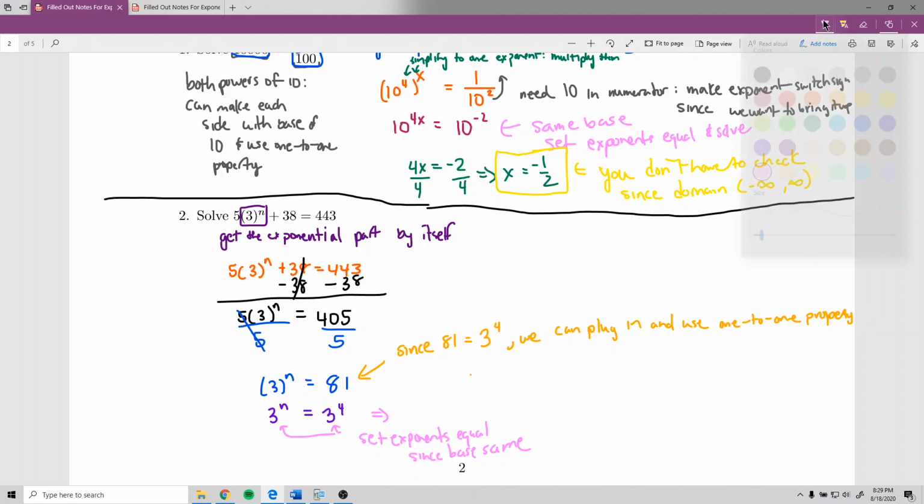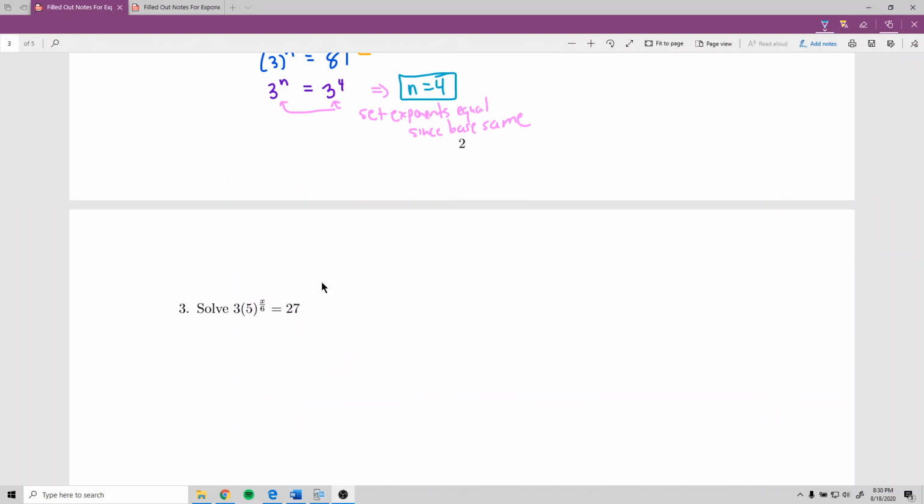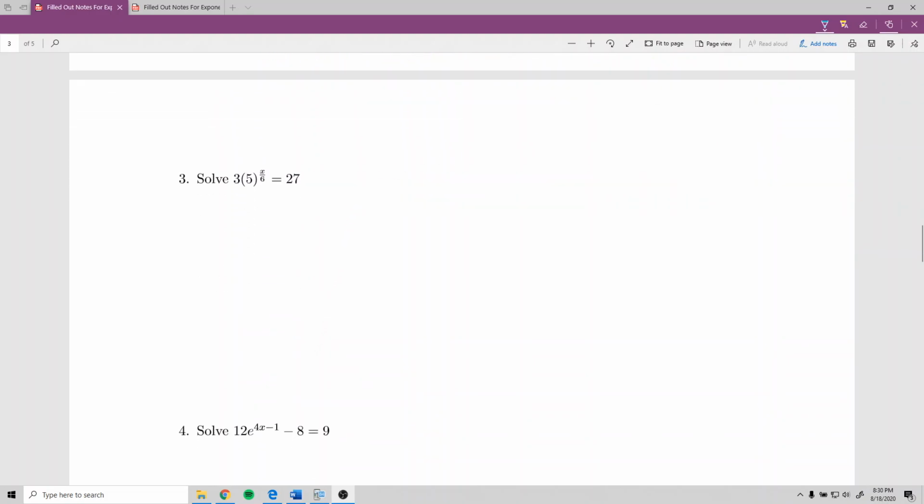And when we do that, we are actually just at our answer already. N equals 4. All right, so this one, once we realized we could do the one-to-one property here, there was no extra work because the exponent was already just n. All right, so these two both could be done using the one-to-one property. Not all of them can be done using the one-to-one property. But you don't know that at the beginning, so you really have to play it as you go.